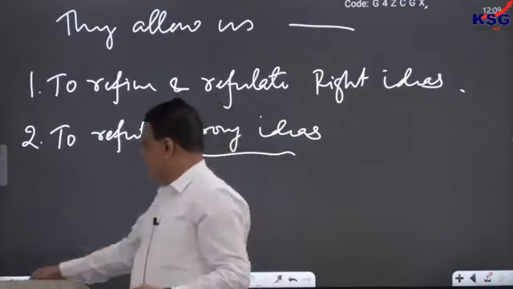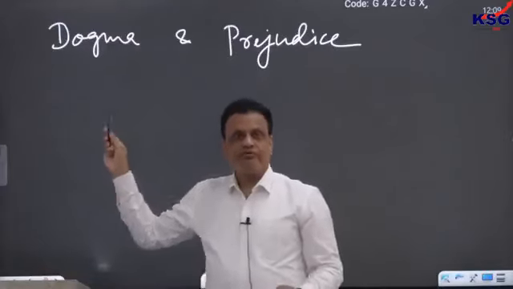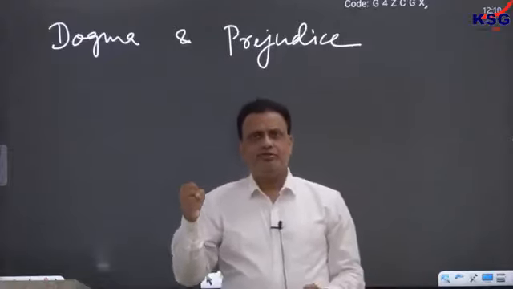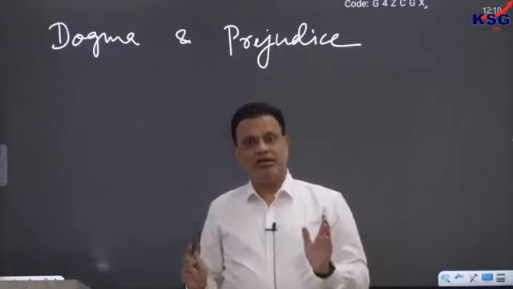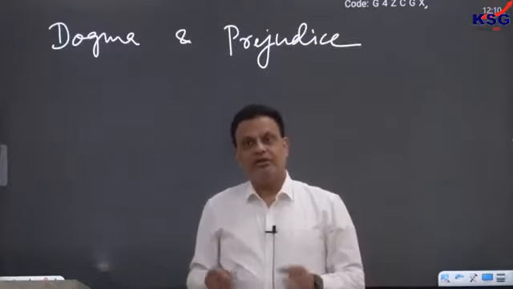This is where the dogma actually comes up. What is the meaning of the term dogma? Now, dogma is a rigid belief, very rigid belief. Dogma is a rigid belief that does not allow its opposition to exist. So such belief is called dogmatic belief.